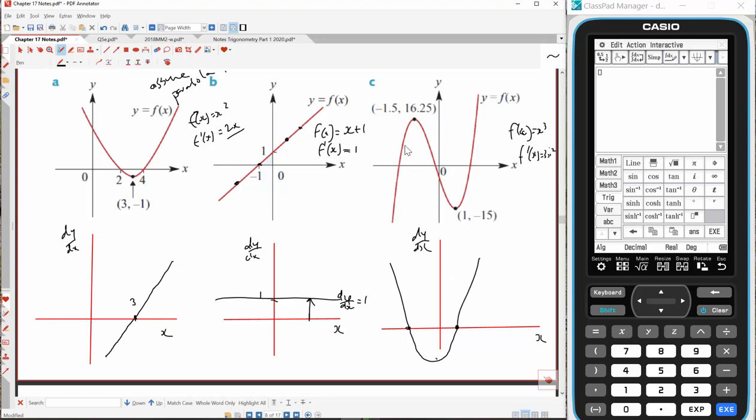And so again, note that I know that from the cubic function, I'm going to get a quadratic.